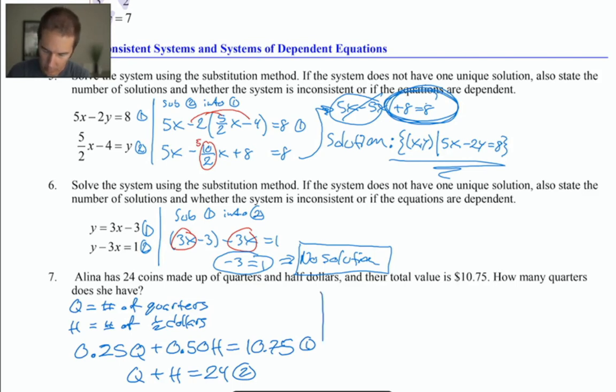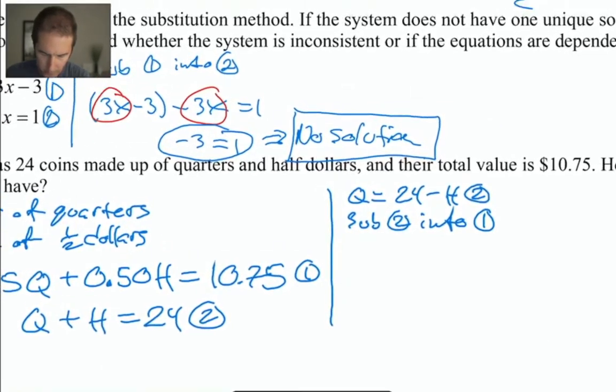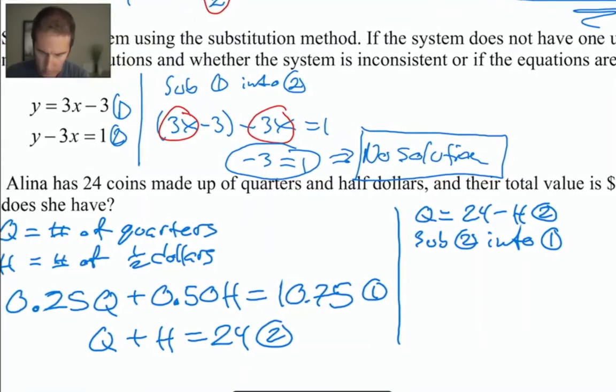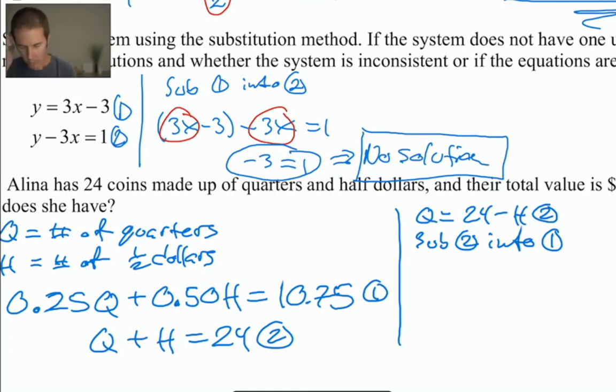So let's come over here. We'll create another little column. And I'm going to subtract H from both sides, so that Q is equal to 24 minus H. That's still equation 2. Then I'm going to take equation 2 and plug it into equation 1. Substitute 2 into 1. All right, so I'm going to replace this Q on the left side of your screen with, on the right-hand side of your screen, 24 minus H. Let's see what happens.